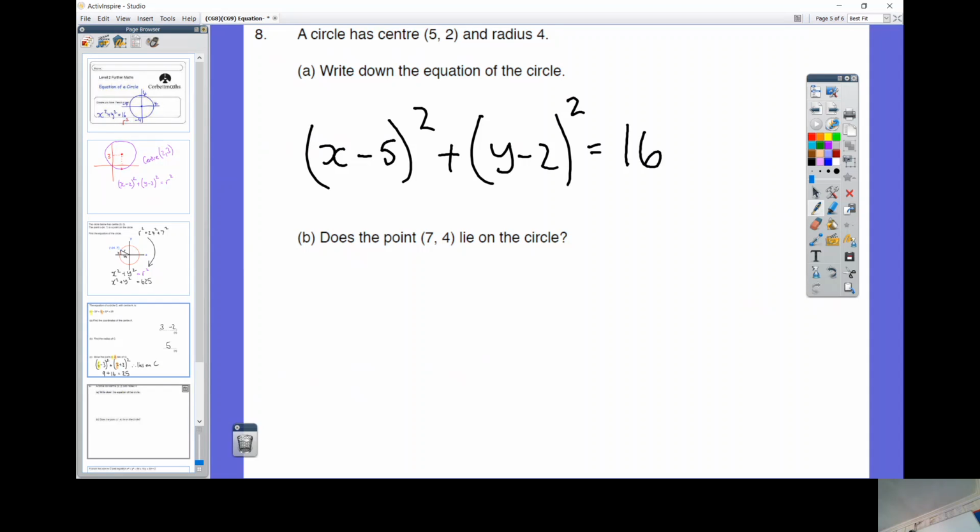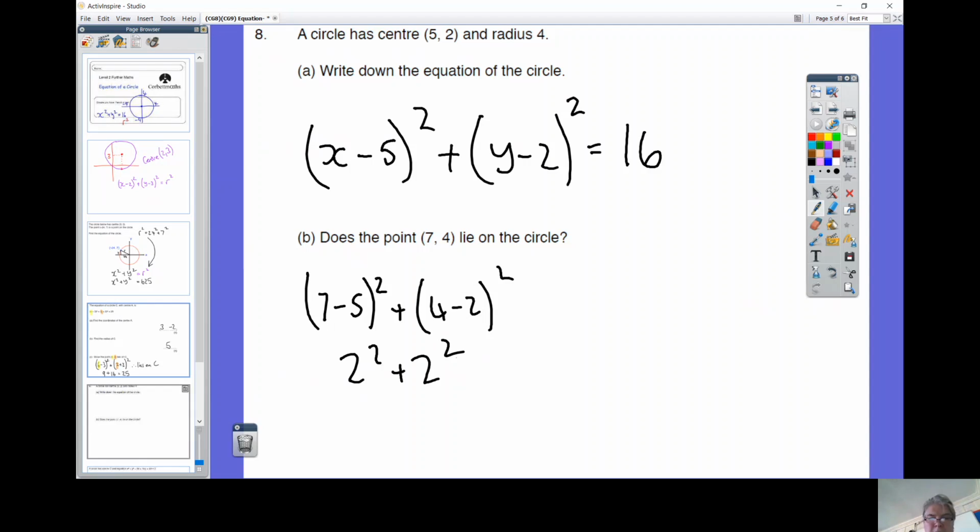And obviously for part B, substitute 7 in, substitute 4 in. No, we might as well do it. Let's substitute in. So 7 take away 5 all squared, plus 4 take away 2 all squared. That's 2 squared plus 2 squared, which is 4 plus 4 equals 8. It does not lie on the circle, if I've done that maths right. I have done it right. So 8 does not equal 16. This is how you write it. 8 does not equal 16, therefore 7, 4 does not lie on the circle.